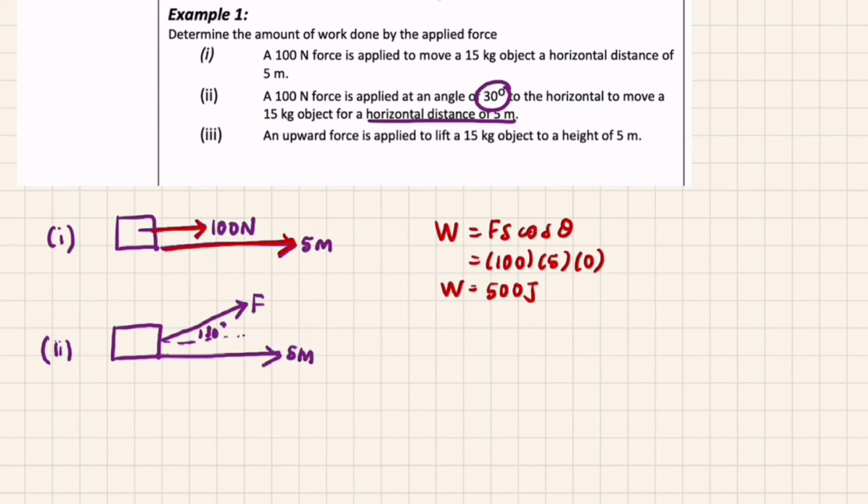Again, write down your equation. Work done equals Fs cos theta. The force is still the same, 100 Newton, multiplied by our displacement, 5 meter. Cos theta is the angle between the displacement and the force. Our displacement is horizontal, and the force is upward at 30 degree. So the angle between the force and the displacement is 30 degree. We just substitute 30 degree and we will get the work done.